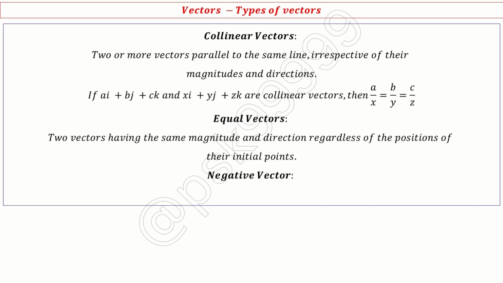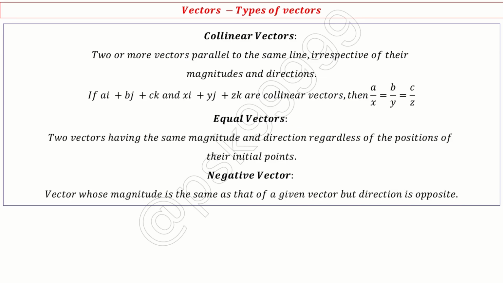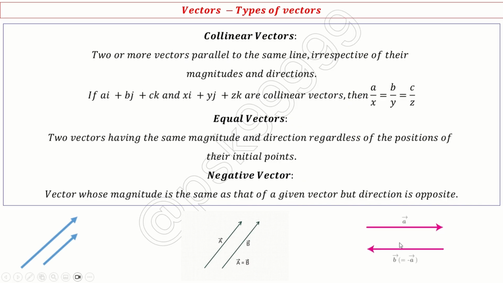Next, negative vectors. Negative vectors are vectors whose magnitude is the same, but they are in the opposite direction. So here, what is this one? They are collinear, right? Different magnitude, but in the same direction. They are parallel to each other. Here you call this A bar equal vectors. These two are equal vectors. A bar is equal to B bar. These two are negative vectors: this is small a bar and this is b bar, which is nothing but equal to minus a bar. Opposite direction you can always represent with minus.